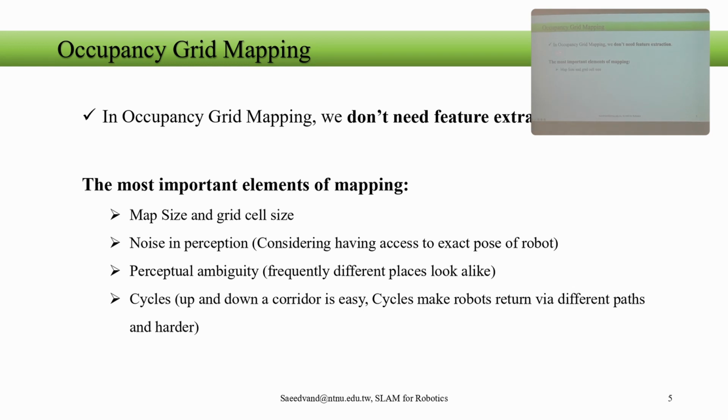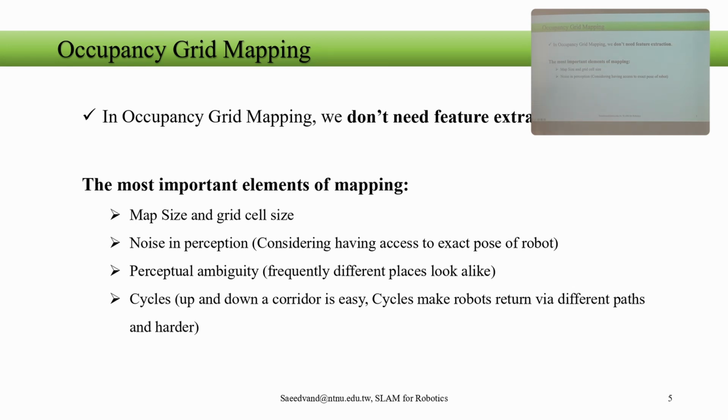So what are the important elements that we need to consider when we talk about occupancy grid mapping? Of course, the basic and first one is the map size and the grid cell size. We need to decide how discrete our environment map construction should be. On the other hand, we have the noise in perception. This noise in perception should usually match the grid cell size, because if your noise is very big, the size of your grid cells can affect the amount of error.